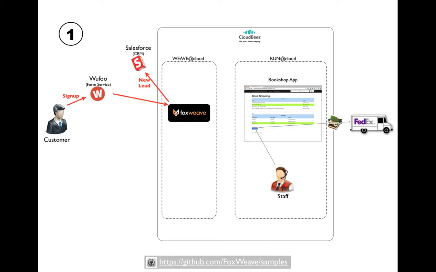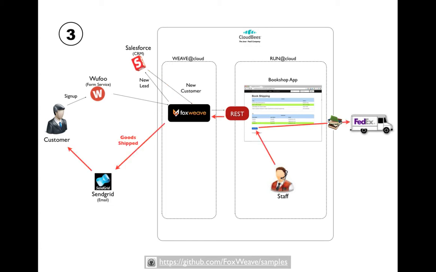For the second integration, when leads go into Salesforce, we want our Bookshop app to be notified about that new customer so it can update its list of customers, and this is the first of the app-centric integrations. The next integration is when the operator ships the books: we want a notification to be sent out from our Bookshop app, and that notification then to be used to create an email, and the email to be sent through a SendGrid service. This is the second of the app-centric integrations. As you can see, the REST interface on the Bookshop app is key to the whole app-centric integration concept.